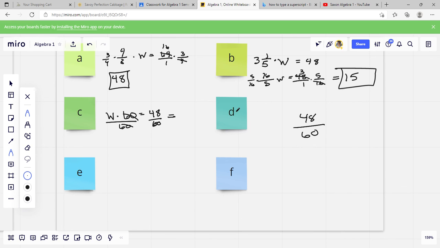If I cut that in half, I'd have 24 over 30. And I cut that in half, I'm going to have 12 over 15. And then I can divide by 3. 3 times 4 is 12. 3 times 5 is 15. And my answer is 4/5. Or I could just have divided by 12 to begin with.